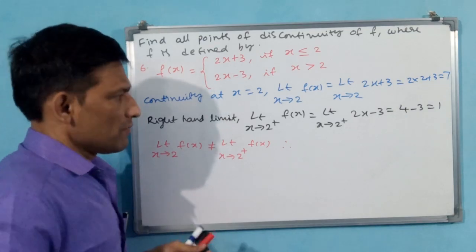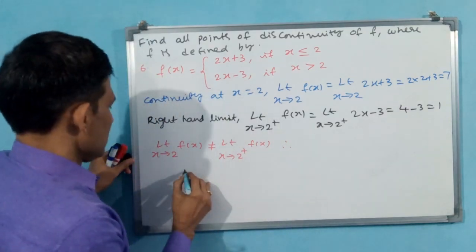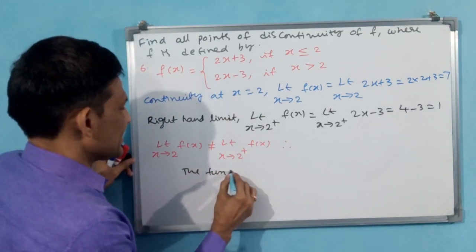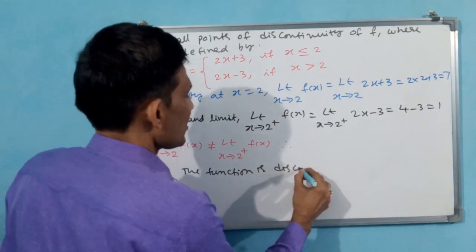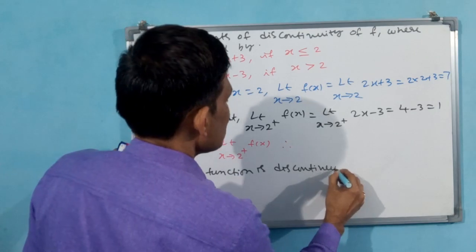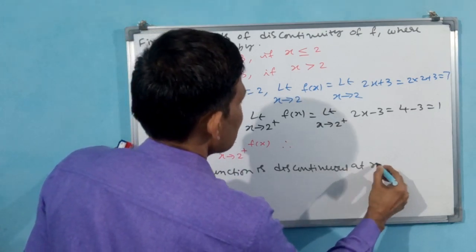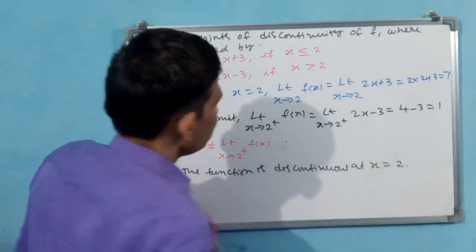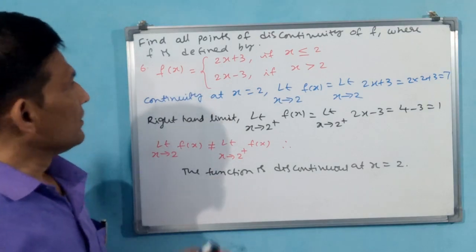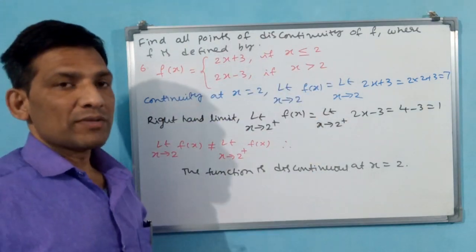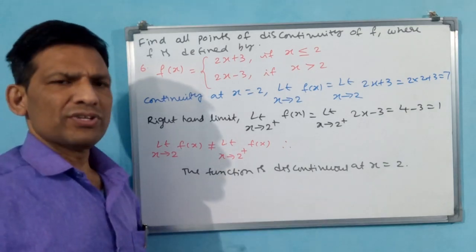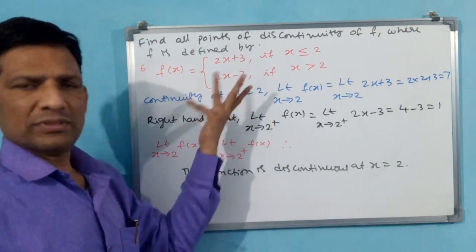Therefore, now you write down: therefore, the function is discontinuous at x is equal to 2. Okay? The function is discontinuous at x is equal to 2. Find all the points of discontinuity. This is the point of discontinuity. Remaining all continuous only. Okay?